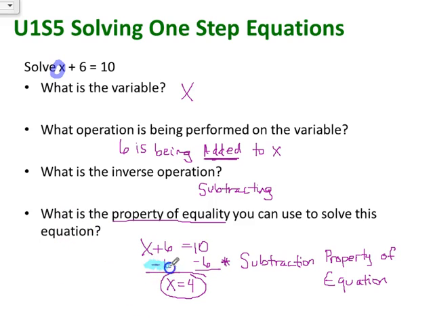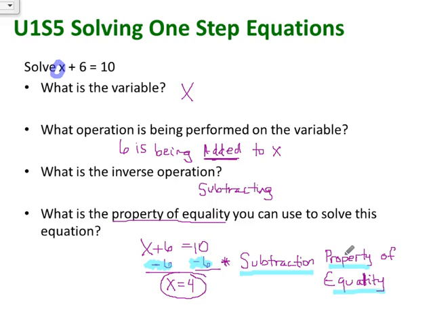So here we subtracted 6 from the left side, and then we did it to the right side. We subtracted from both sides of the equation. And doing that, we used the subtraction property of equality, not of equation, of equality. That's spelled E-Q-U-A-L-I-T-Y. So that's what you're going to be doing this week: explaining how you solve for your variable.